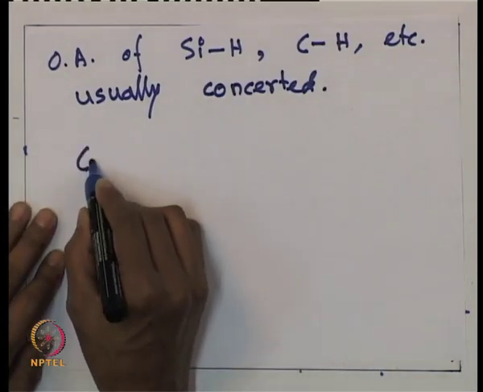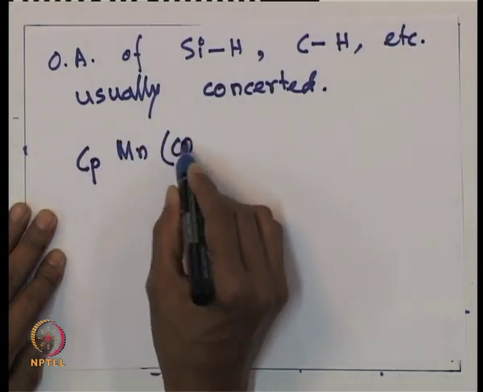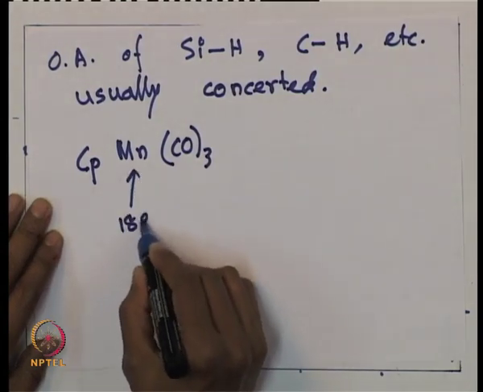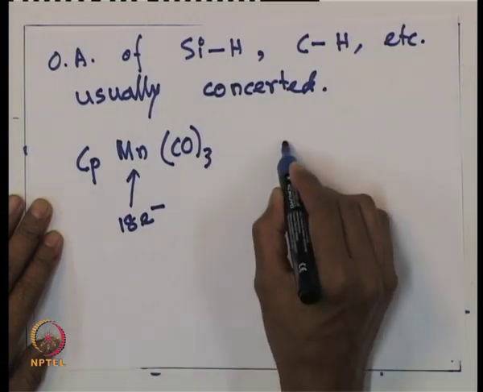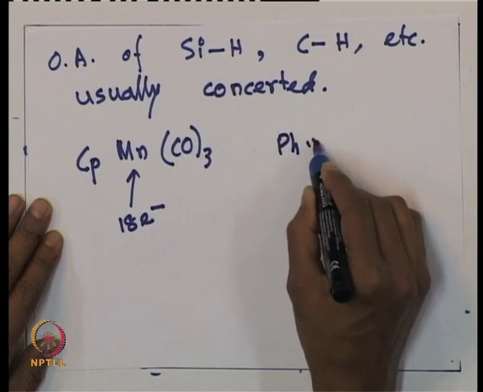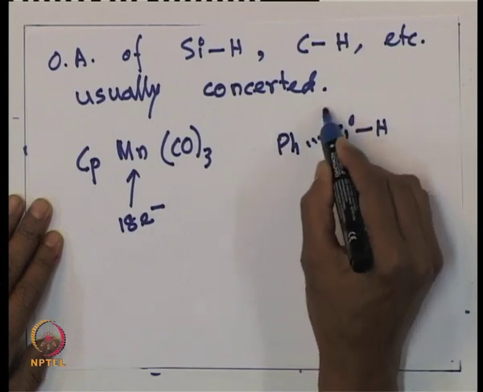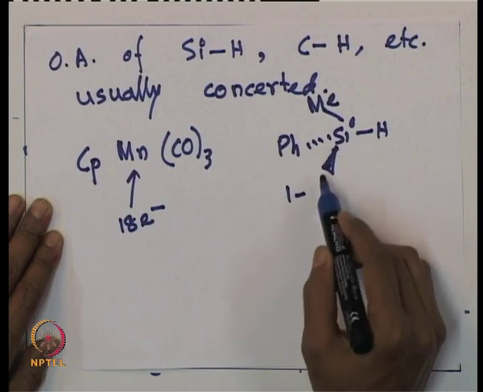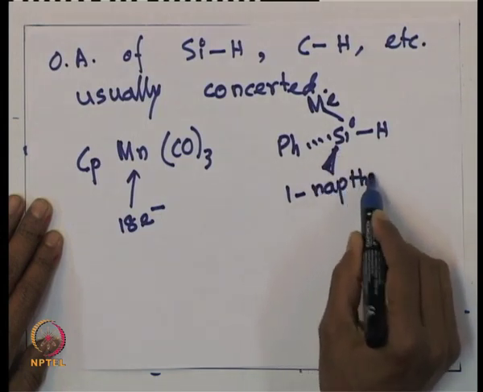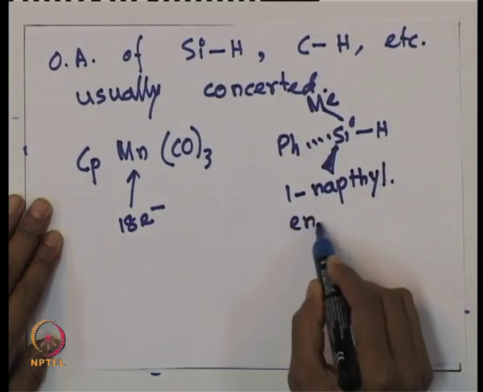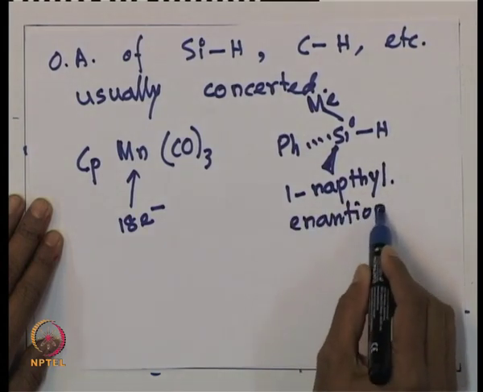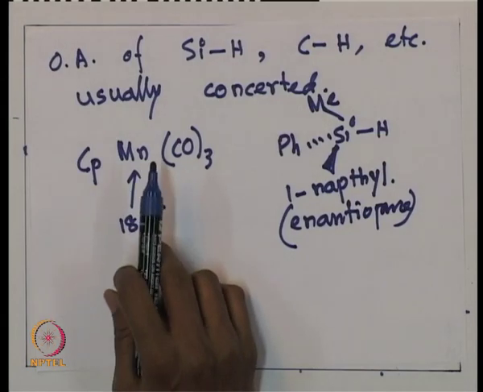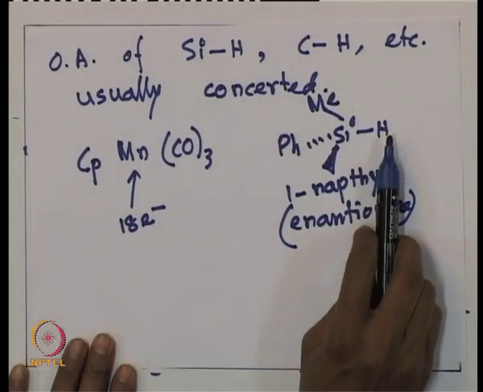Well, let us take the example of a manganese complex, cyclopentadienyl tricarbonyl manganese. This is once again an 18 electron complex. We would like to react this with a silyl hydride, a chiral one. I will come to that in a moment. Let us say this is a chiral silyl hydride, enantiomer pure. Now, this 18 electron manganese complex we would like to react with this silyl hydride.